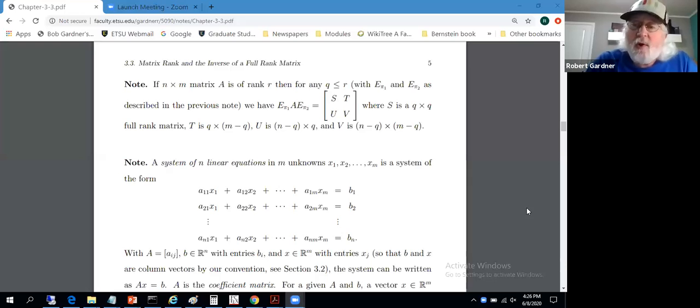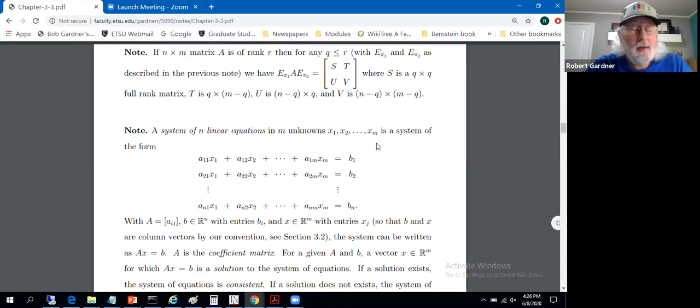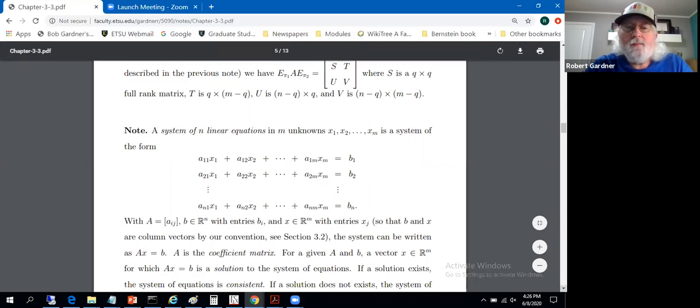Okay, on to systems of equations. Very similar to what you had in linear algebra, similar notation as well. A system of n linear equations and m unknowns, x1 through x sub m being the m unknowns, is a system of the following form.